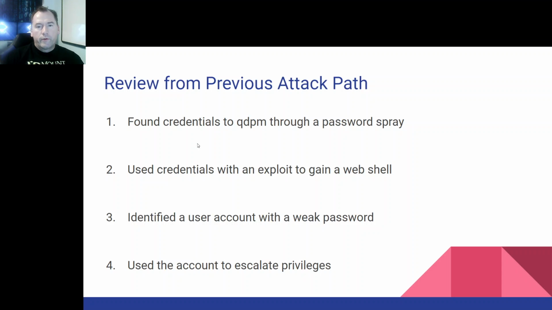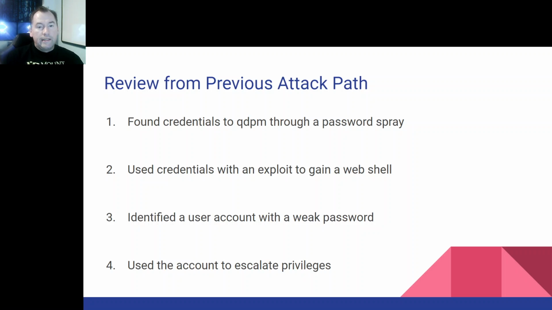First of all, just a review from the previous attack path. We found some credentials to QDPM through a password spray. Then we used those credentials to gain access to the web application. Then we found a vulnerability related to the version of QDPM that we had, and exploiting that vulnerability allowed us to gain a web shell. Then with that web shell, we identified a user account that had a weak password, and we were able to authenticate to that user account. With that account, we were able to escalate privileges to have root.